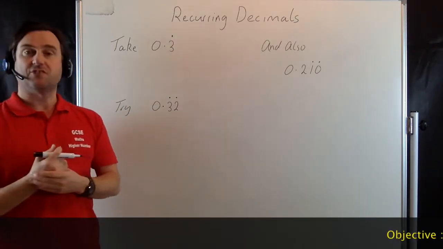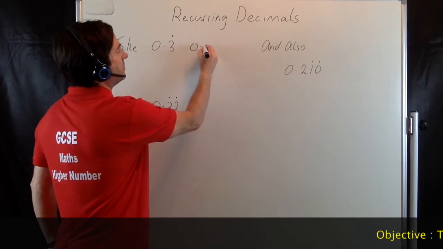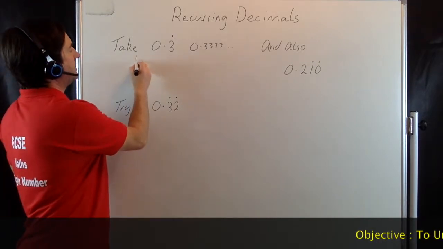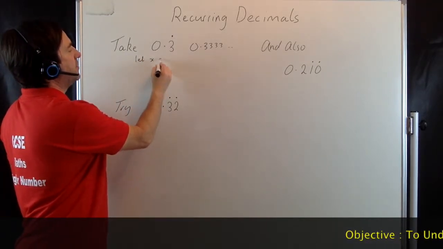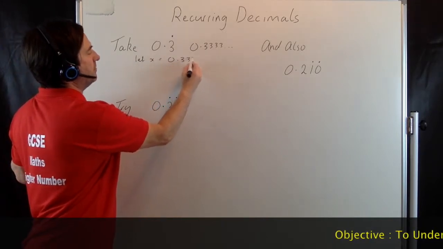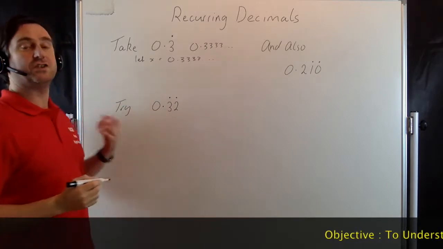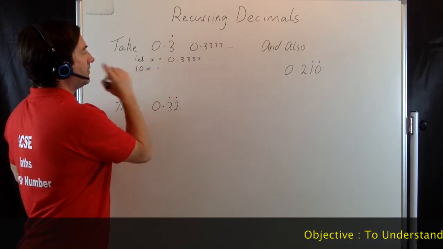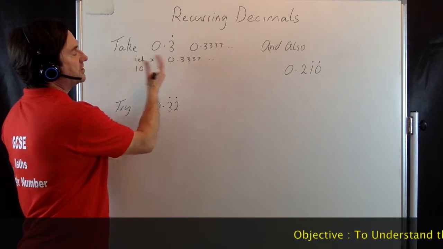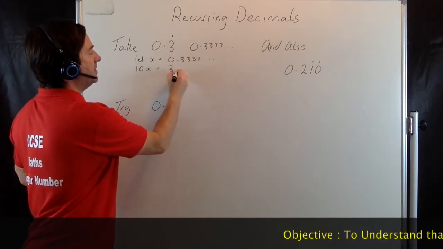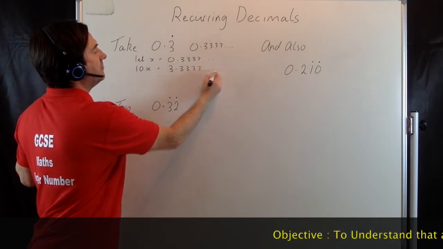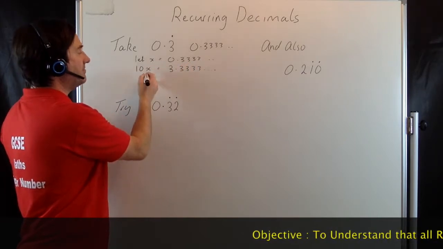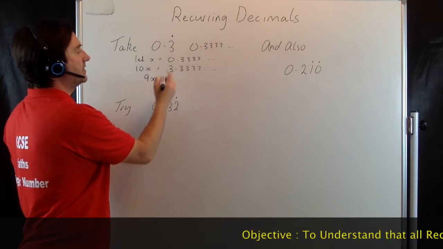Let's take 0.3 recurring. We can write that as 0.3333 continuing on forever. What I'm now going to do is let some letter, for example x, equal 0.333 continuing on forever, or 0.3 recurring. I'm now going to times that by 10. So I've got 10x. I'm going to move the digits one place to the left to give me 3.3333 recurring.